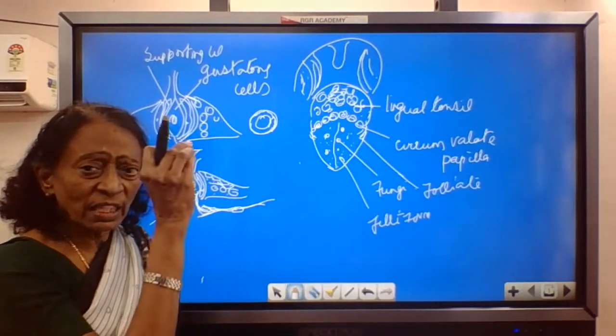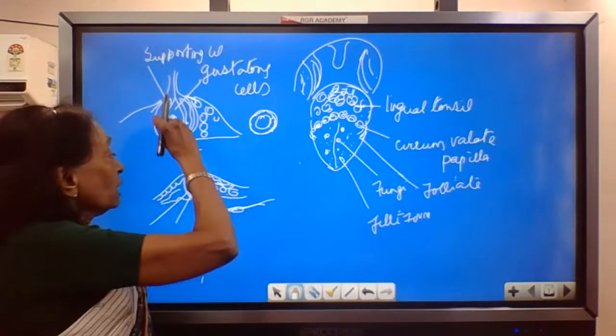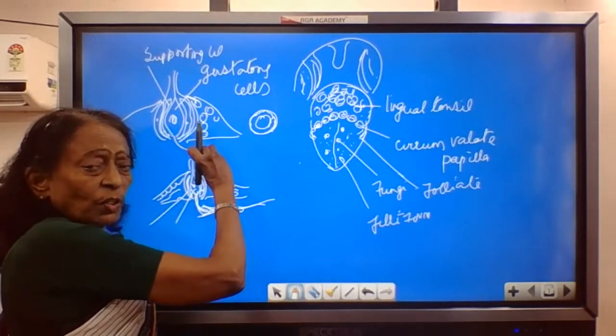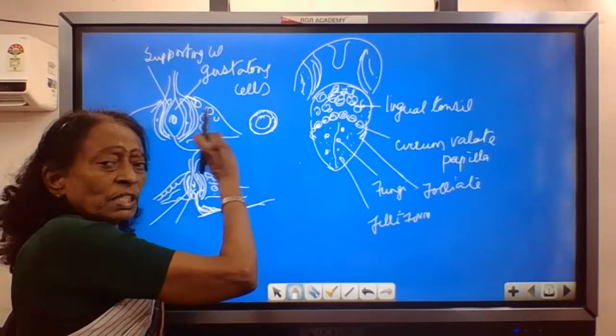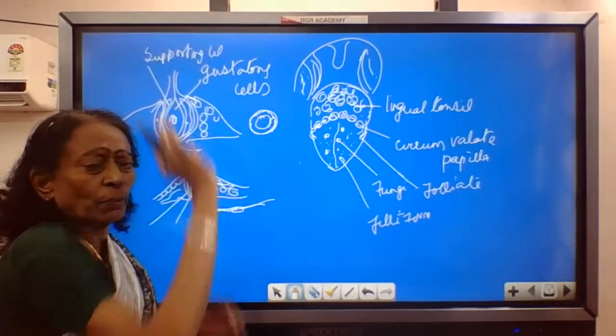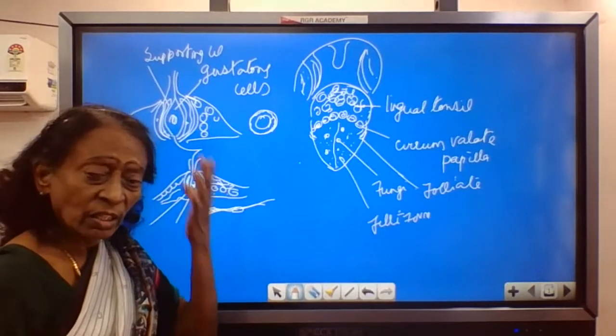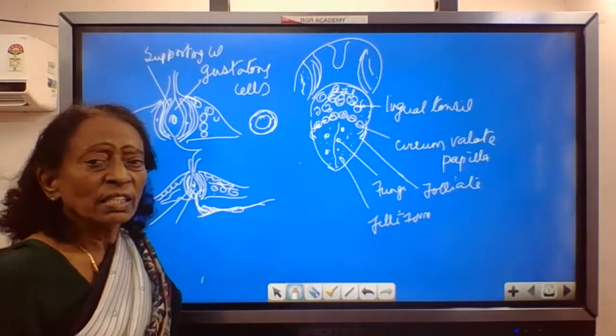Receptor cells will have a cilia which will come out through the papillae, and the lower end has the nerve fiber, which forms a sensory nerve fiber that conducts the stimuli upward via the ninth cranial nerve to the central area, the cerebral cortex.